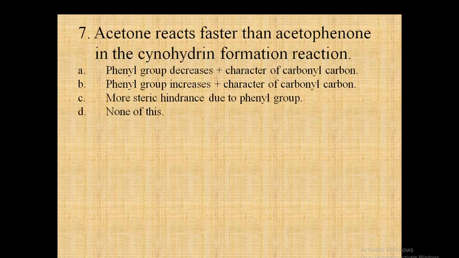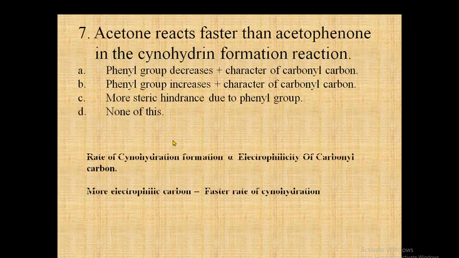Acetone reacts faster than acetophenone in the cyanohydrin formation reaction. So what's the correct option? The phenyl group decreases positive character of the carbonyl carbon; the phenyl group increases positive character of the carbonyl carbon; more steric hindrance due to the phenyl group; or none of this. Let's see some points related to this cyanohydrin formation reaction. The rate of cyanohydrin formation is directly proportional to the electrophilicity of the carbonyl carbon. So the more electrophilic the carbon, the faster the rate of cyanohydrin formation.